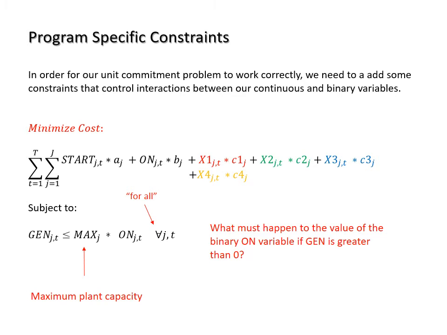The other reason is we need some way, in our objective function, to make sure that there's a precondition that if X1 is greater than zero, then the on variable has to equal 1, right? In other words, if the power plant is producing any amount of electricity at all, then the on variable has to equal 1. We want to make sure there is internally consistent communication between the start, on, and all the X's.